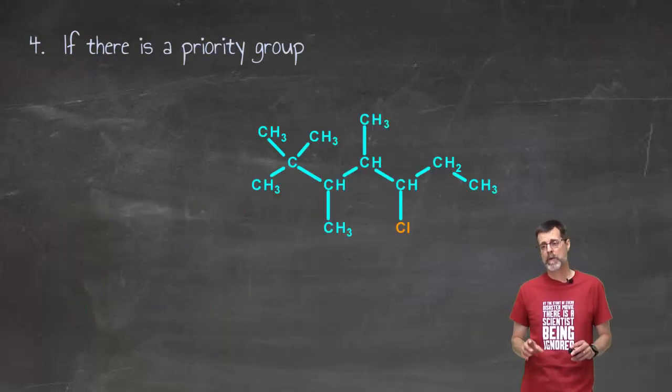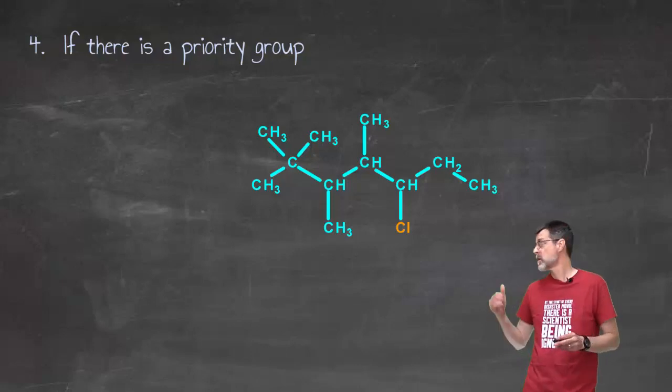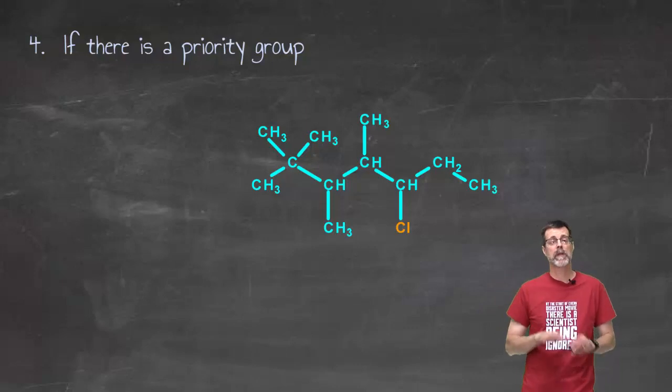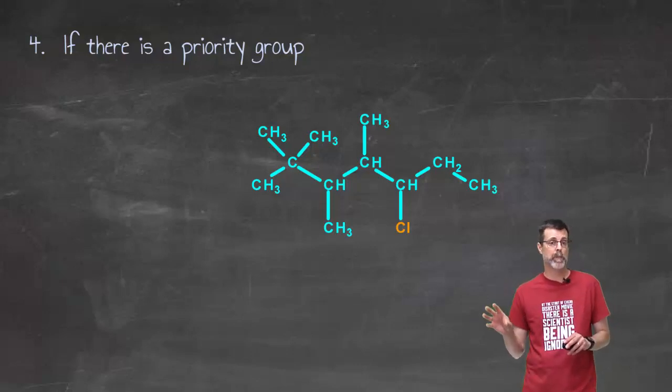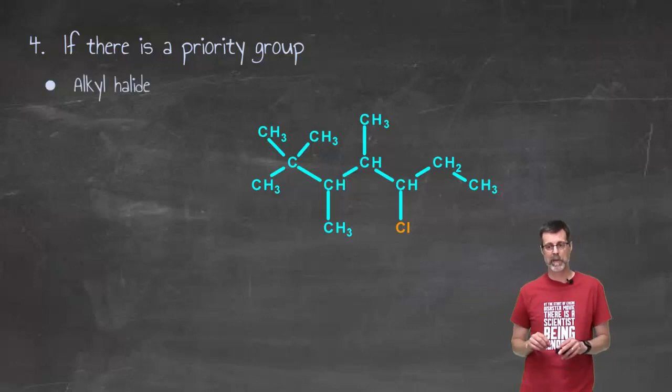If I have a priority group, nothing has been a priority group yet, but we know that other functional groups exist, so we want to at least introduce the idea now. A priority group is a group that makes the whole thing a different functional group. So here, the orange chlorine changes it. It's no longer an alkane, that is an alkyl halide. So the thing that makes it a new functional group is going to be a priority group. That has to have the lowest number.